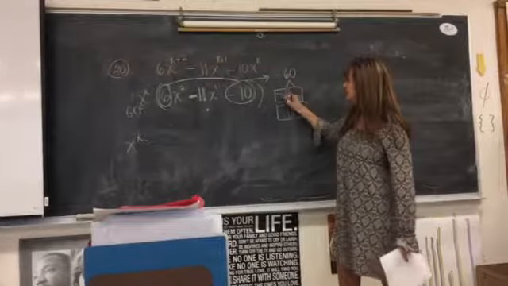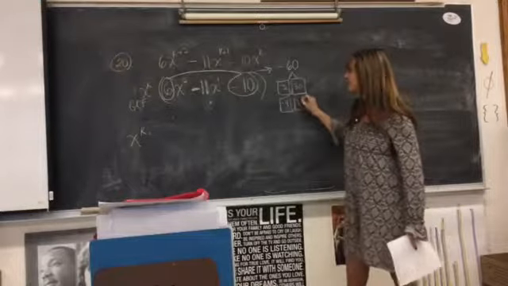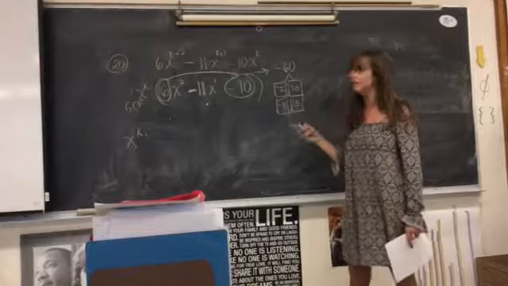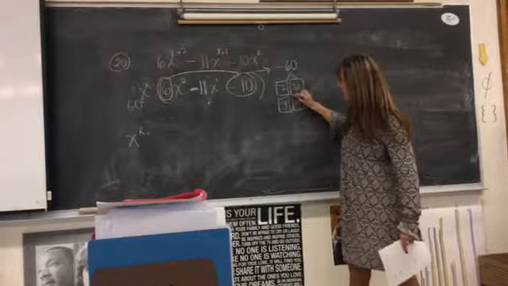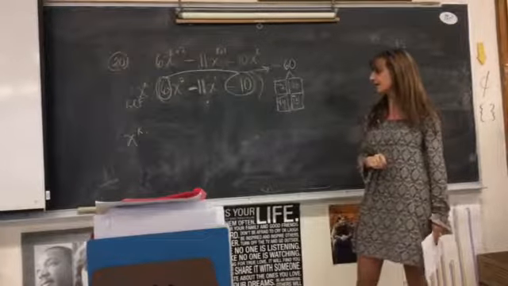2? 30? No. How about 4? 4 times 15. 4 times 15 is 60. And the difference is an 11. But I got to make sure that I have the negative 11. So I'm going to make the 15 negative, 4 as a positive.